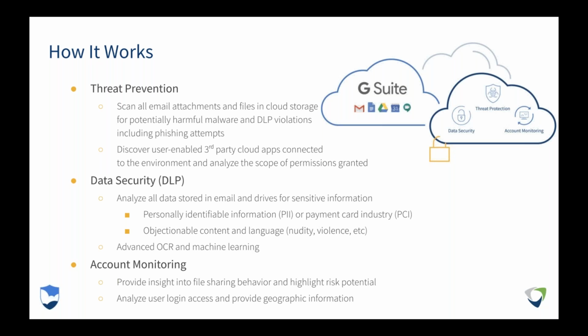On the data security front, we'll look for sensitive data such as social security numbers and credit card numbers. In addition, we deploy Google Vision API to look inside of images for that. So if someone takes a picture of a credit card or writes down a social security number on a piece of paper, we can and have been able to detect that as well. And then having that image scanning capability enables us to look for inappropriate content as well, if that's a concern, perhaps sexual harassment, workplace bullying, anything like that.